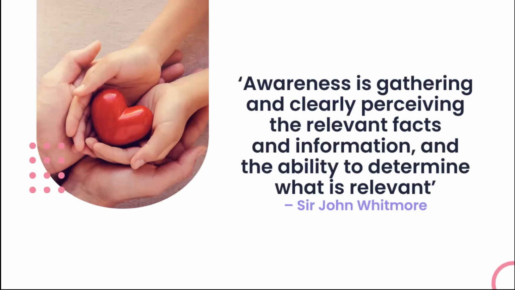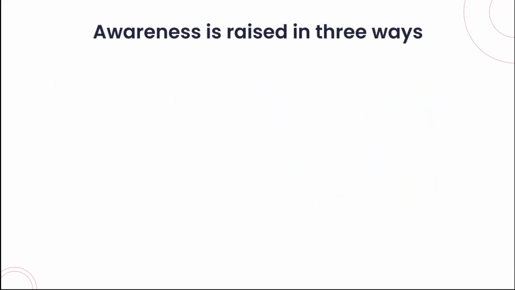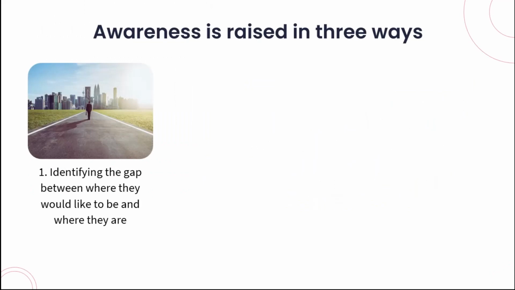Awareness is raised in the goal and reality stages. And according to John Whitmore, awareness is gathering and clearly perceiving the relevant facts and information, and the ability to determine what is relevant. So, the coachee's awareness is raised in 3 ways. Firstly, by identifying the gap between where they would like to be, the goal, and where they are, the reality. This provides the coachee with a better understanding of what may be needed to move forward.